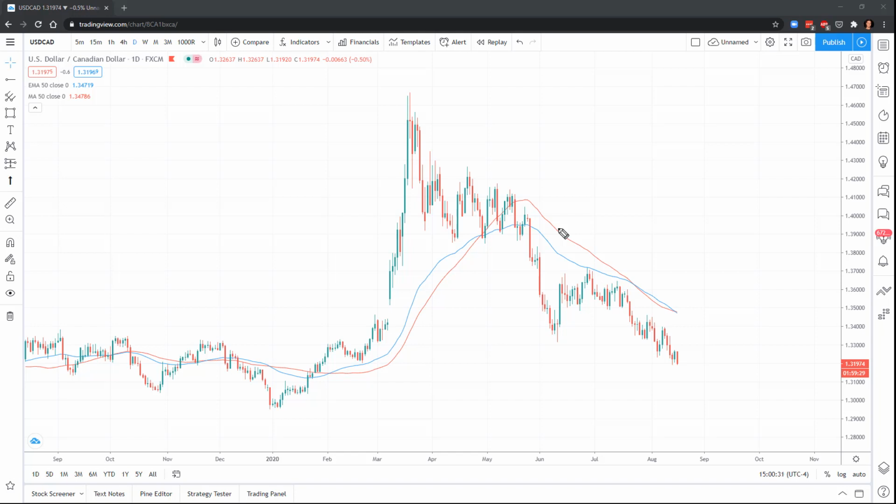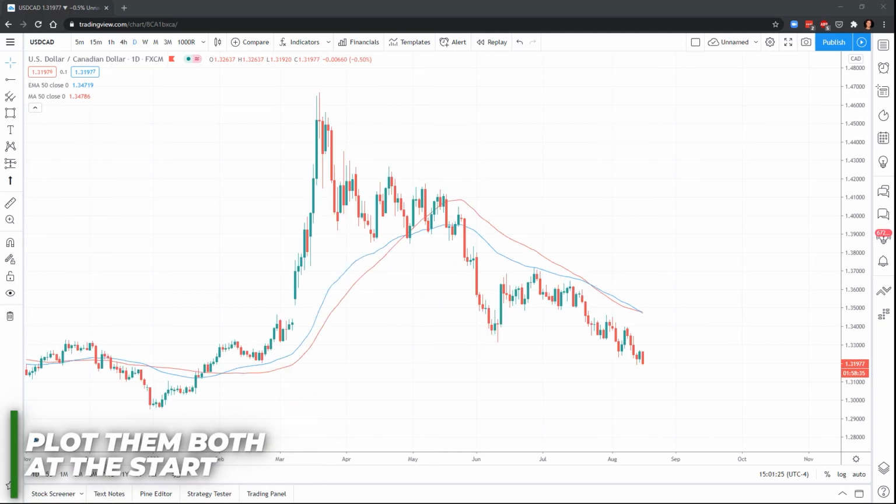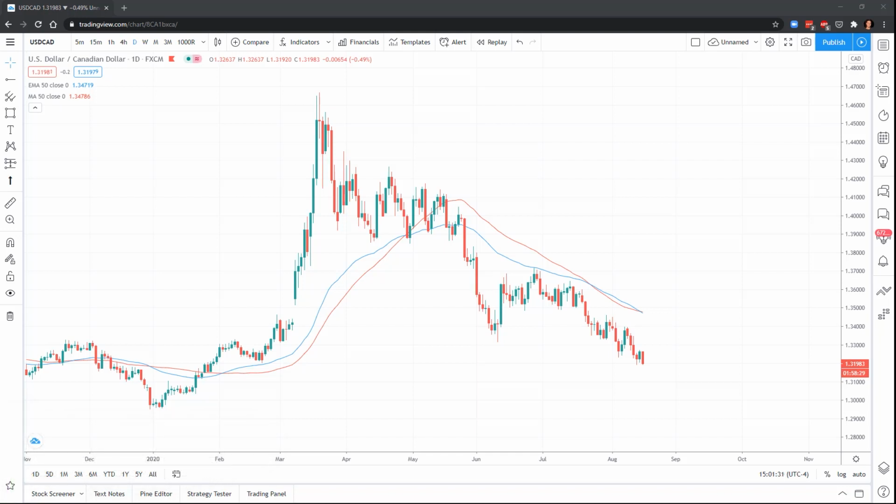And that's because it tends to react a bit slower to price than the exponential moving average, which means that it can keep you in trends longer, and that you'll also get into trades later than the EMA, which may sometimes result in a bit less profit potential. But at the end of the day, it comes down to your own personal preference, and the best way to determine which one is best for you is to plot them both at the start and see which one works best.